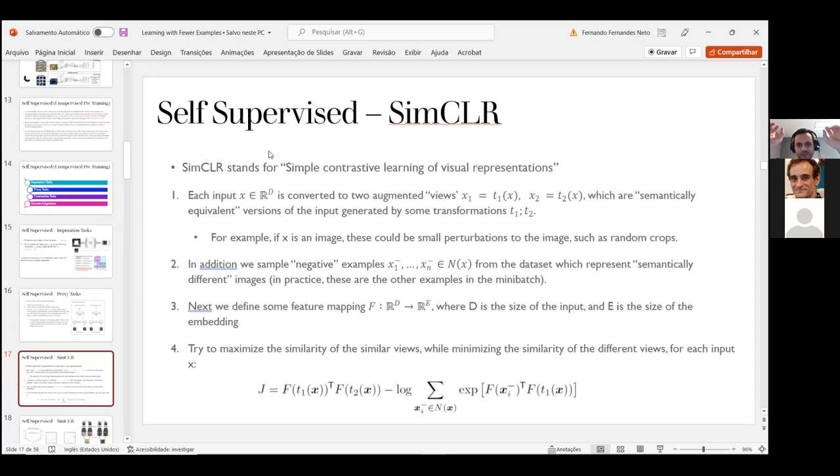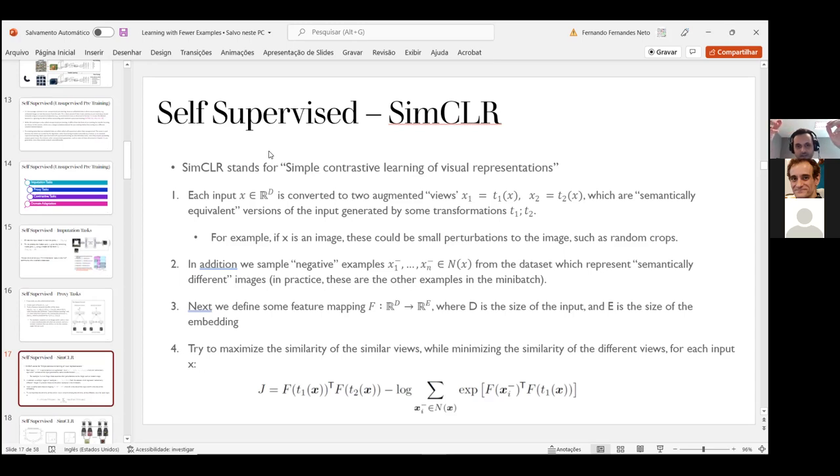So basically the idea of simple contrastive learning of visual representations, for each input x pertaining to our D, is to convert it to augmented views x1 equals T1 of x and x2 equals T2 of x, which are semantically equivalent versions of the input generated by some transformations T1 and T2. And these transformations work more or less in the same way that we have just discussed in the previous slide. For example, if x is an image, this could be a small perturbation to the image, such as random crops. In addition to that, we sample negative examples of the observations x1 to xn from the data set, which represent semantically different images. So in practice, all other examples present in the mini batch.